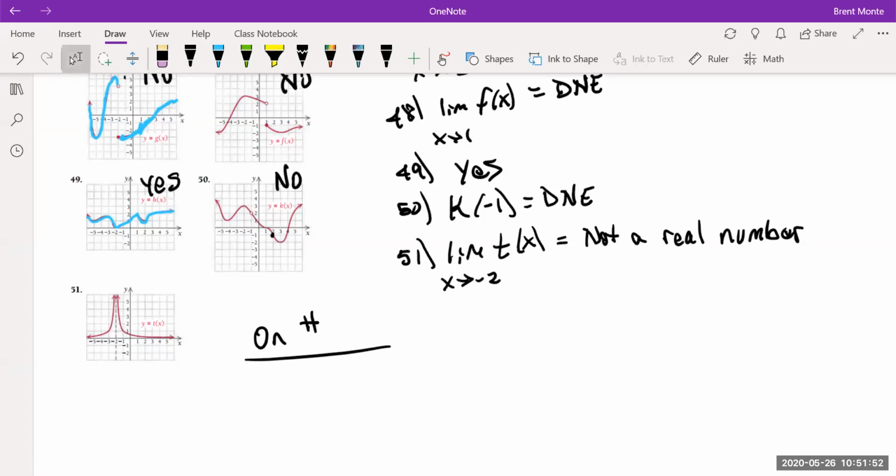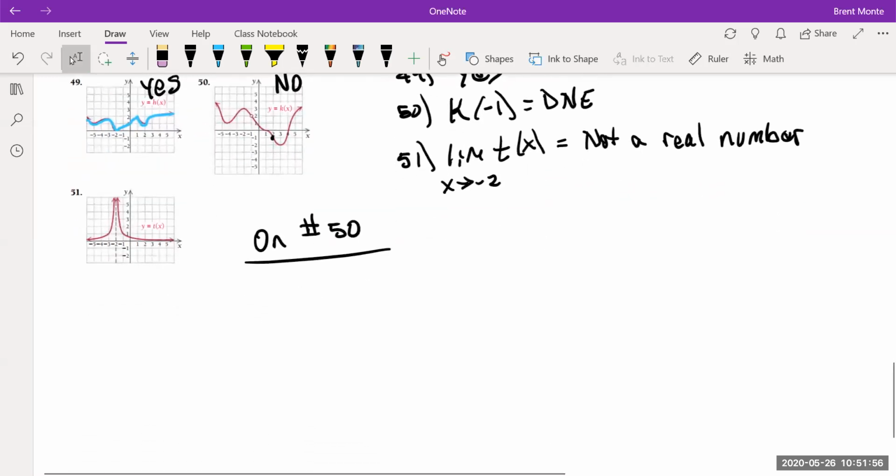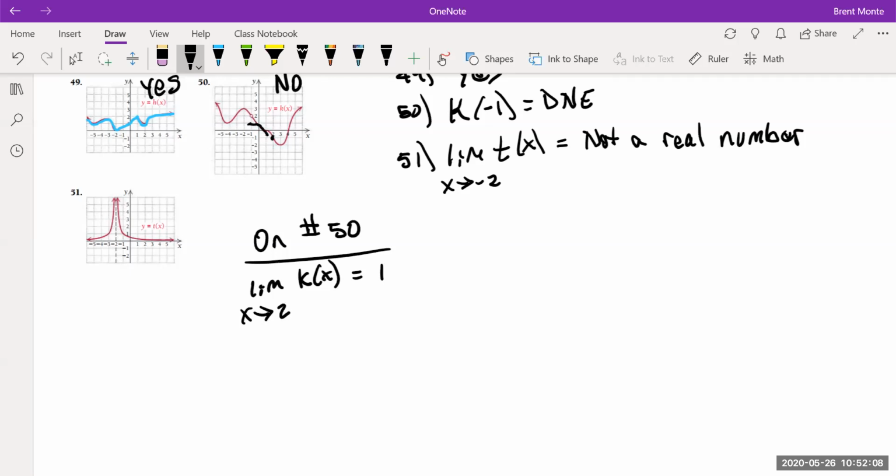On number 50, okay. So now when I look at this, I can say the limit of k of x as x approaches 2 is equal to -1. Because if I come in from the left, I'm going towards -1. As I come in from the right, I'm going to -1. So that limit exists. The two-sided limit exists.